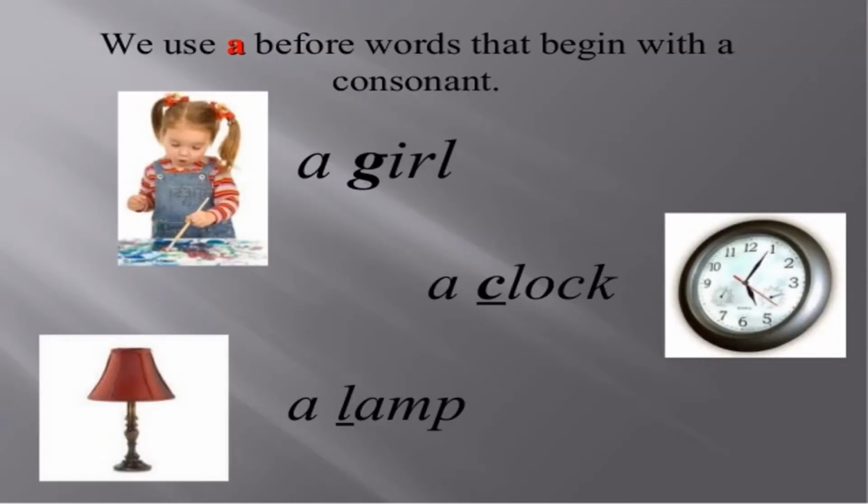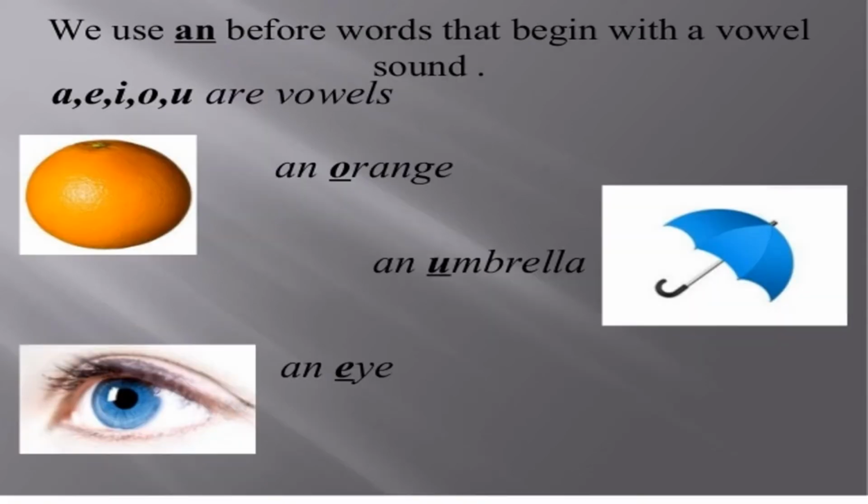We use a before words that begin with a consonant sound: a girl, a clap, a lamp. Those are consonant sounds, not vowels. Next, we use an before words that begin with the vowel sounds A, E, I, O, U. You take them as sounds only.